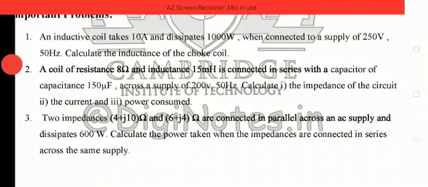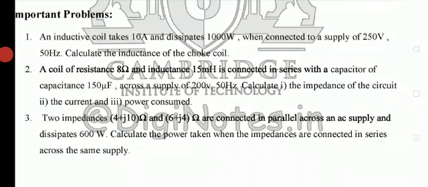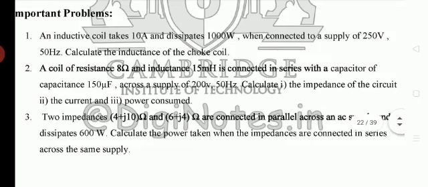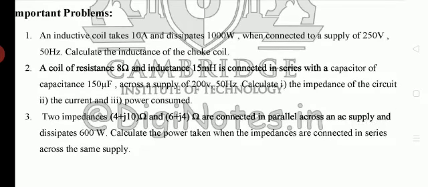See, first problem is an inductive coil takes 10 ampere and dissipates 1000 watt. When connected to supply of 250 volt 50 hertz, calculate inductance of the choke coil. Such type of problem will also be asked. Here they have not directly given which type of circuit it is. They are giving it is an inductive coil. Inductive coil means, okay, they have not mentioned anything about the resistance. So inductive coil means we will consider it is a pure inductance circuit.